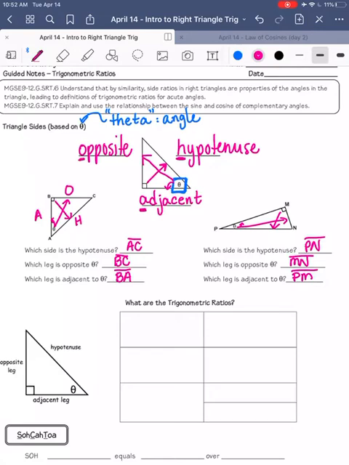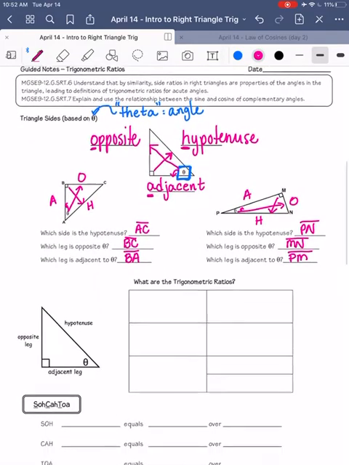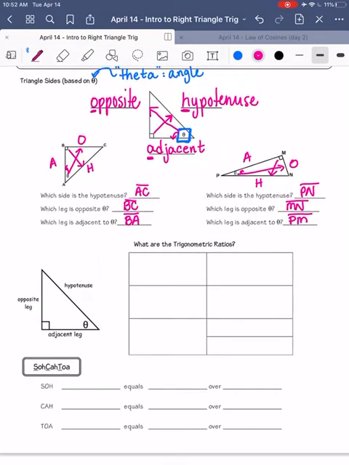I hope y'all did okay with that. So hypotenuse is always across from the right angle, opposite is across from the theta, and then adjacent is the remaining side. Those names will help us with our trigonometric ratios. Now that sounds like a lot. Ratios, you remember, is just a fancy word for fraction. We've talked about that before. So we're going to be leaving things in fraction form.